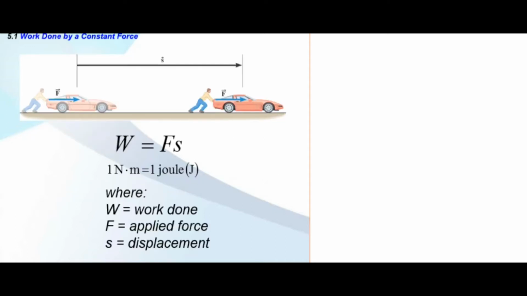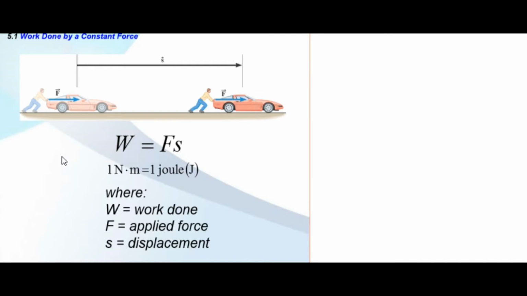Now, work mathematically is the product of force and the displacement. So the equation is W = F × S, where W is the work done, F is the applied force, and S is the displacement.